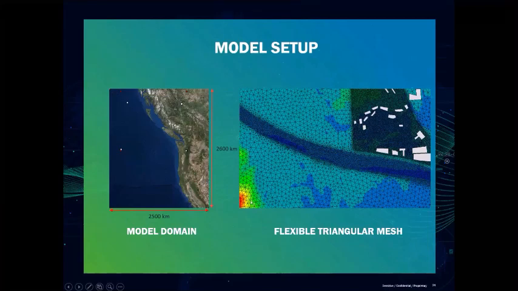So in our model, close to the shore or close to the point of interest of the community, we have used a very fine, high resolution mesh to get better results, and for the rest of the area we use a coarse mesh.